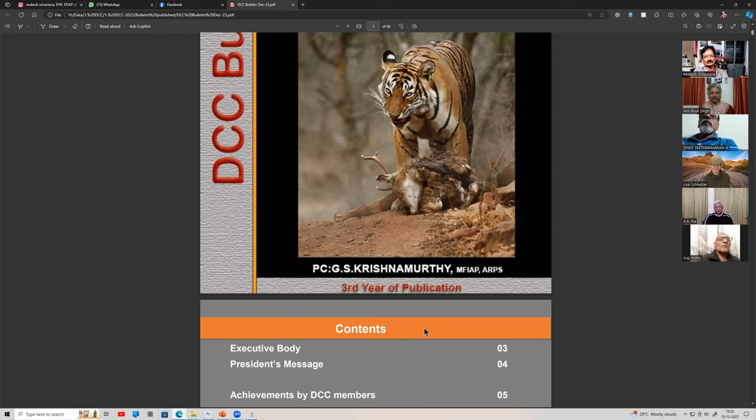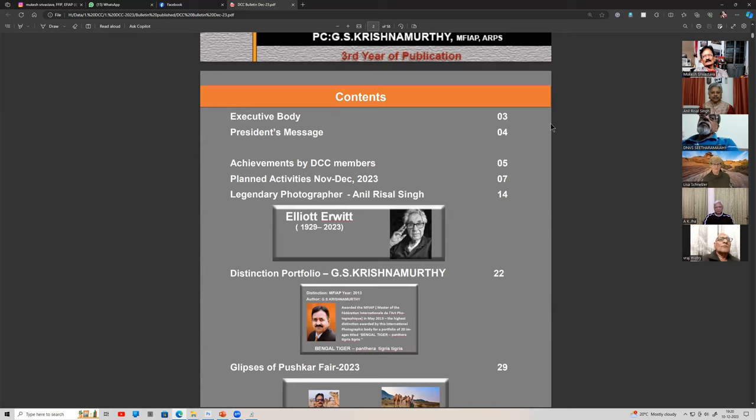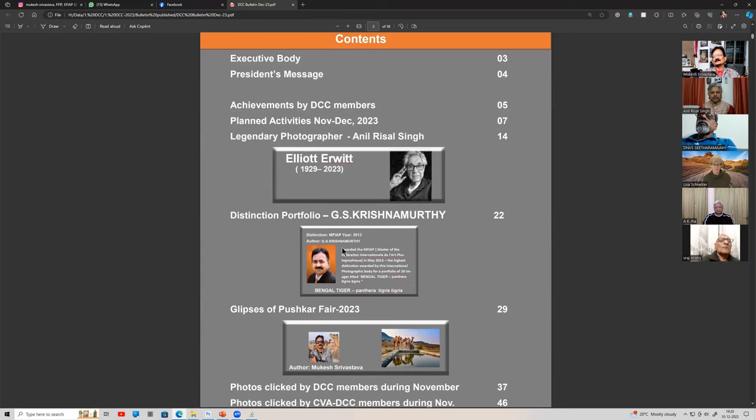And then comes content. Here, executive body you can see always, president message you can read afterwards. Achievement by members, I will just have a quick glance. And then planned activities you can see afterwards. The most important part of this bulletin is the 3 articles published in this bulletin. Number one is about legendary photographer Elliot Erwitt by our Anil Risal Singh sir. Second is the distinction portfolio by G.S. Krishnamurti. He got.